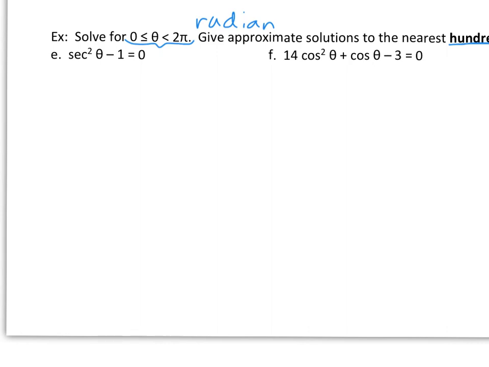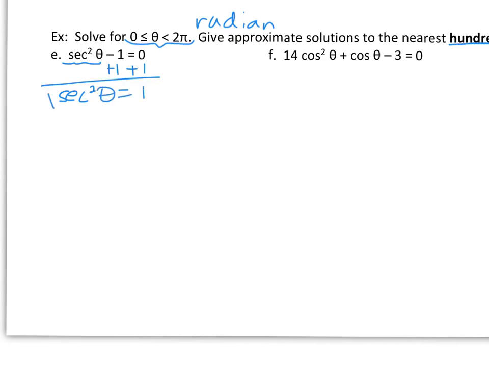In this first example, we have secant squared theta minus 1 equals 0. Looking up above, this would be like the situation for step 1, if you have a quadratic term, but you're missing that linear term. So the first thing we want to do is isolate that quadratic or that squared term. And we'll do that simply by adding 1 to the other side. That gives us secant squared theta equals 1.